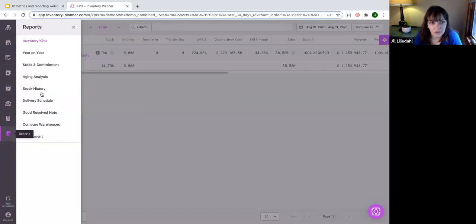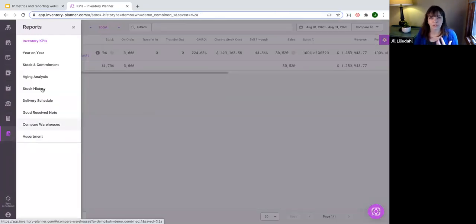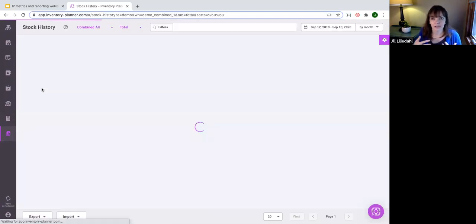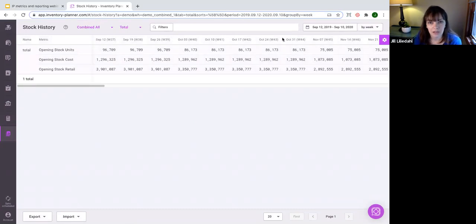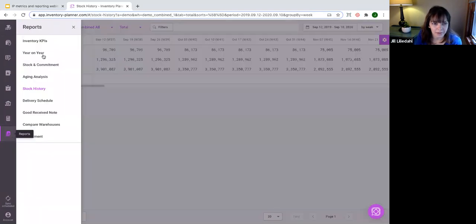Other related reports, so we do have a stock history report. This will show you the value of your inventory as of the first date of each month. So here we have this in units, we have that cost value, and then at retail, meaning what your customers could purchase. So this is, again, the first day of the month. This is the month view. We also, in this report, have this available by week. So you can see this here on a retail weekly calendar. So that's available for you to help coordinate with your bookkeeper or accountant.